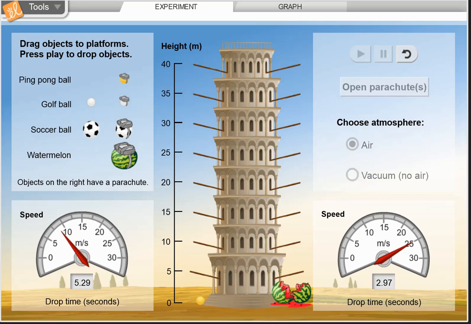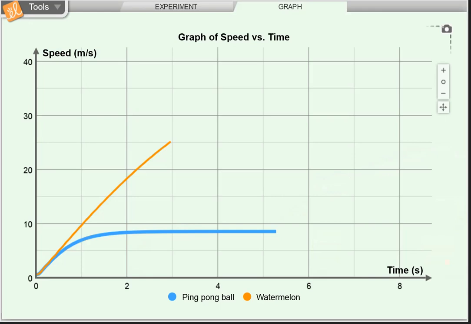And if you look at the graph, this is a speed versus time plot, not a velocity versus time plot, but you can get the idea from this graph. You can see the slope is not a constant. That means the rate of change of velocity is not a constant. You can see it's decreasing for both objects.